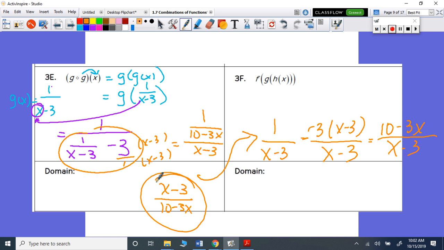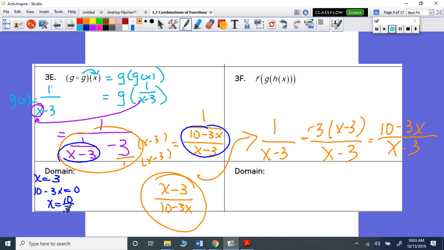Would you have been able to get that on your own, do you think? No? It's kind of fun to watch it unfold. But the domain here has two things, because at some point you have to restrict your denominator. At some point, like this is in the denominator, and we have to restrict it here and then there. So x can never be 3 because it would give me a 0, and x can never be 10/3 because it would give me a 0 in the denominator.